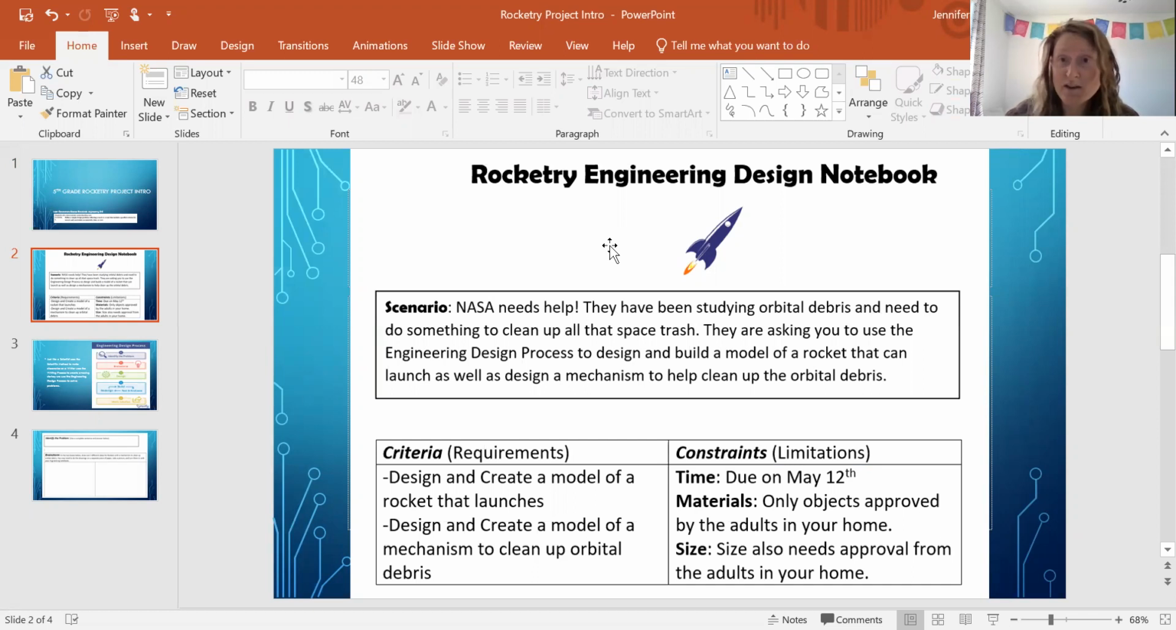Your constraints, or the limitations on this project, is that it is due on May 12th. And then for materials and size, both of these constraints just have to do with the grown-ups at your home. So make sure that you are constantly checking with the adults at your home, and that all the materials you're using and the size it is, everything is okay by those adults.